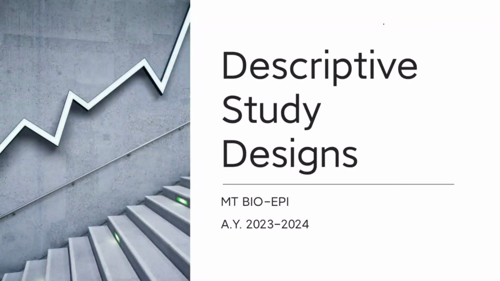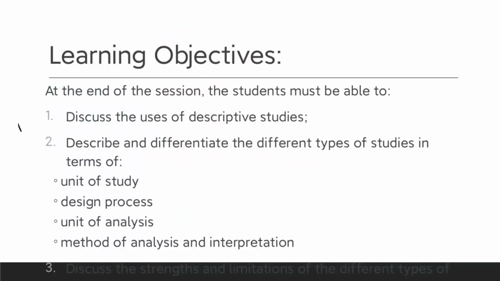Okay, good day class. So today we're going to discuss the last topic of our midterms, entitled the descriptive study designs. Okay, so learning objectives for today. At the end of the session, the students must be able to first, discuss the uses of descriptive studies. Second, describe and differentiate the different types of studies in terms of unit of study, design process, unit of analysis, method of analysis, and interpretation. And lastly, discuss the strengths and limitations of the different types of descriptive study designs.